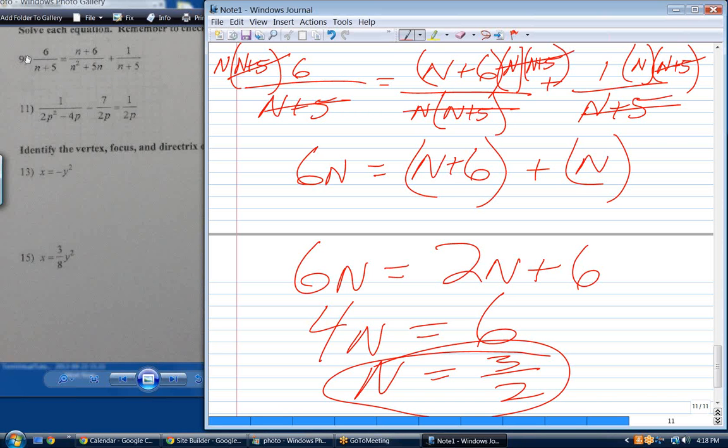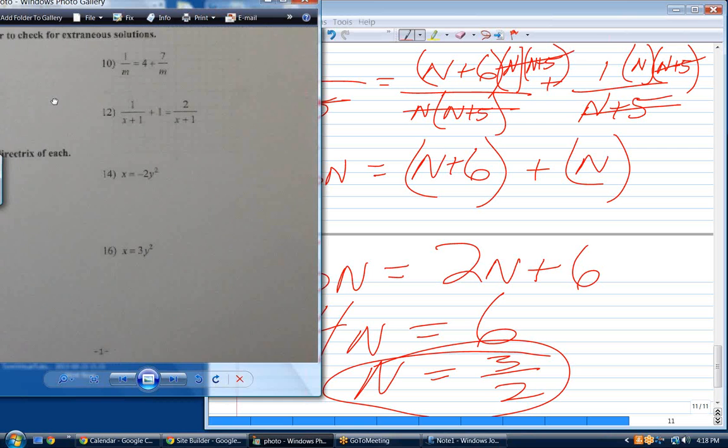Okay, so whenever you see an equation like that, if you can find something to multiply every term by that gets rid of all 3 denominators in one step, that's by far the best way to go.